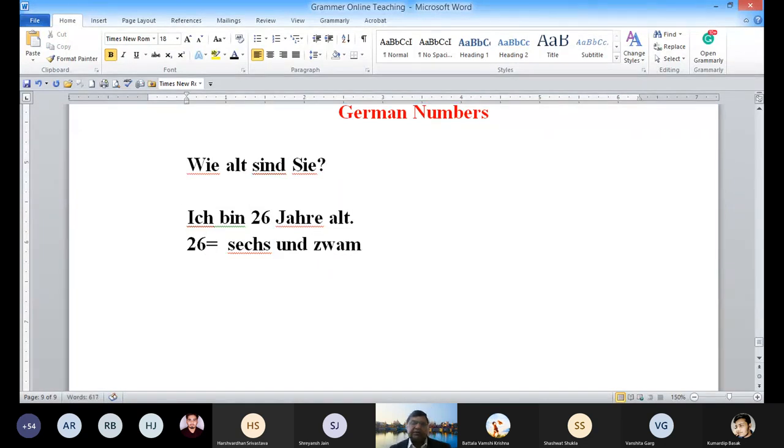Zwanzig. Sorry. Zwanzig, yeah. Sechs und zwanzig. So even you can have it as one word without a gap. So sechs means 6, und means and, zwanzig 20. So in this way we read the numbers.